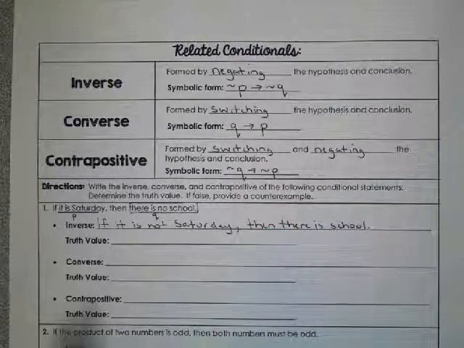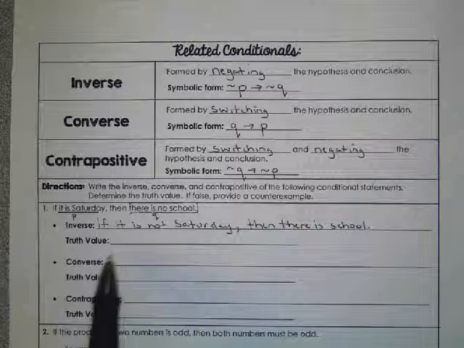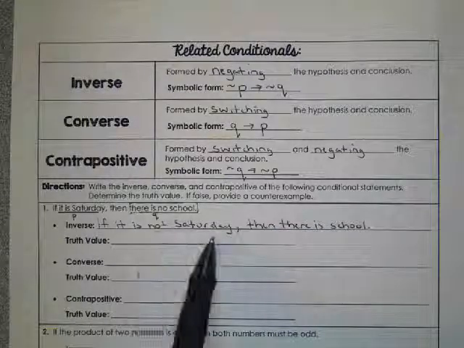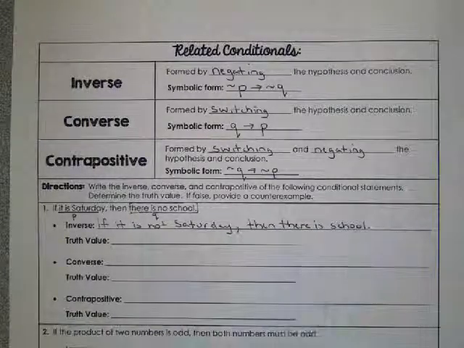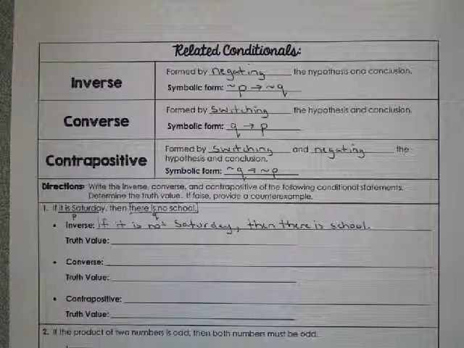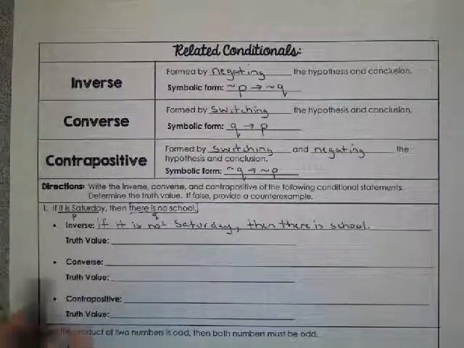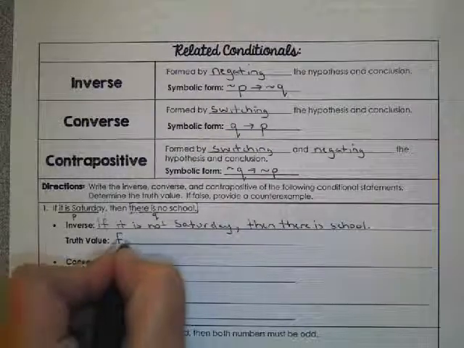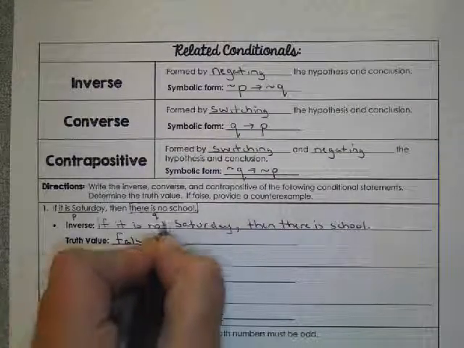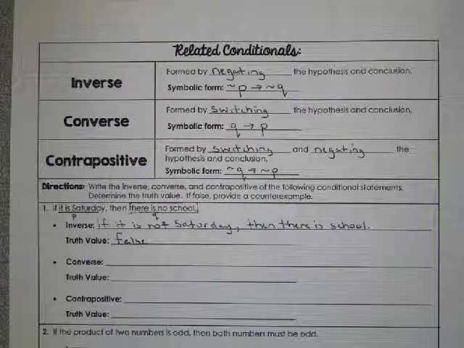So now we decide truth value. Is this statement true or false? So if it is not Saturday, then there is school. So if you think about it, it also could be Sunday. So this would be false. Just because it's not Saturday doesn't mean it couldn't be Sunday, so there still would not be school.